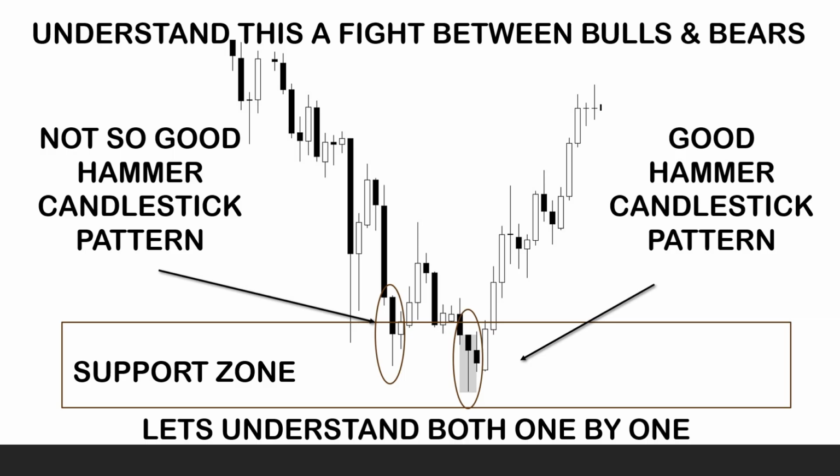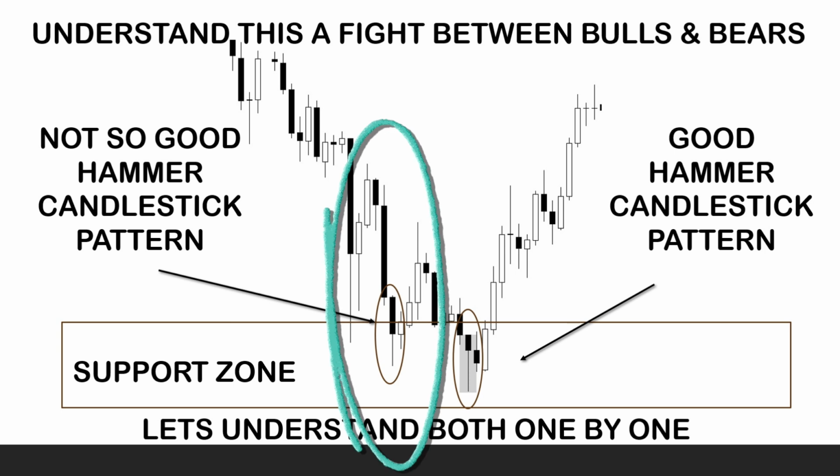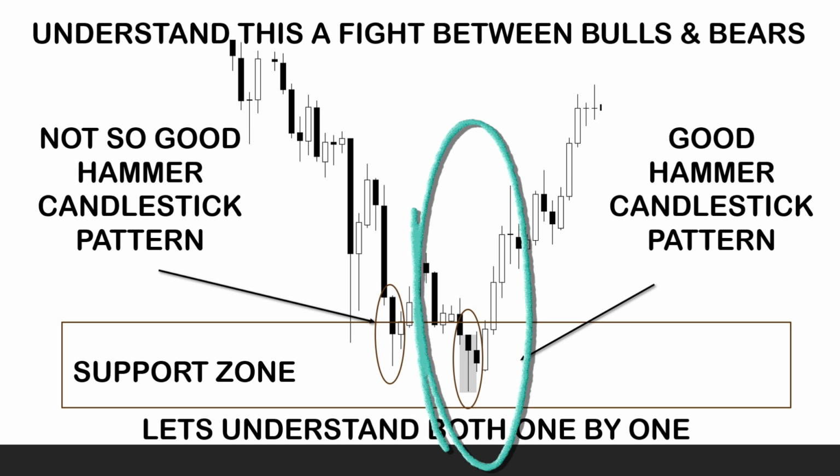Now, when you look at this chart, you can see in the support zone, there are two candles. One is not a good hammer, and second, there is a good hammer. Why the second candle is a good hammer, I will explain it to you, and why the psychology of the people changes when they look at the second hammer.